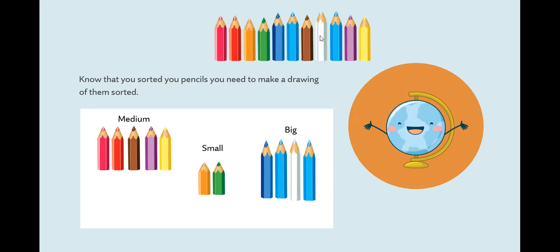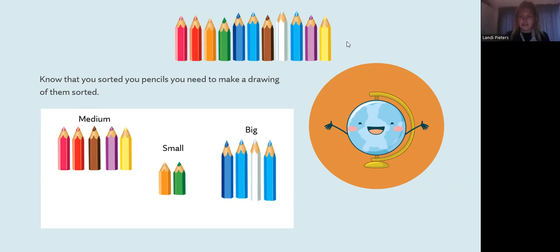Okay, let me just show you my example. This is my example. So there you can see is the medium one. There you can see is the big one. And then there's the small one. Okay, so quickly do that.